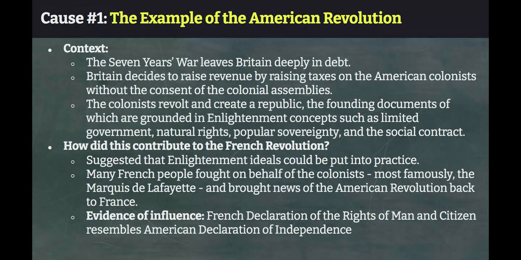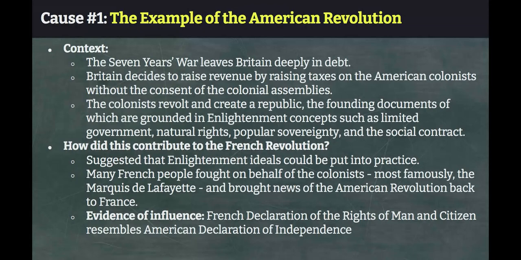So you guys probably know a lot about the American Revolution already from 8th grade, but here's just a quick recap, right? Last unit, we talked about the 7 Years' War, which was that first global war, at least in the Americas and in Europe. We mentioned that Britain did really well. They kept their colonies in the United States. France did not do so well, but even though Britain did really well, the 7 Years' War put them deeply in debt. So they decided to solve this problem and raise revenue by raising taxes on the American colonists without the consent of the colonial assemblies.